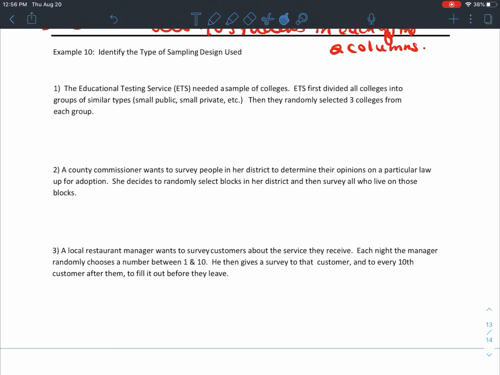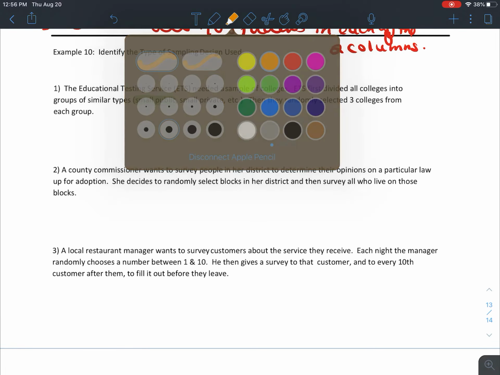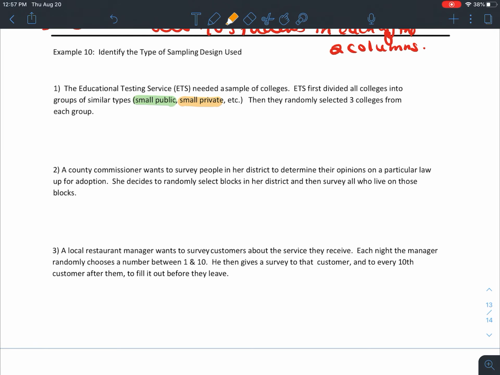It says here, the Educational Testing Service, ETS, needed a sample of colleges. ETS first divided all the colleges into groups of similar types. So they grouped all the small public colleges together into one group. They grouped all the small private colleges together into another group, etc. So each group, when you look within it, is all similar. Then it says they randomly selected 3 colleges from each group. So they're reaching into each group. They're not surveying everyone in the entire group. They're selecting a few from each group.